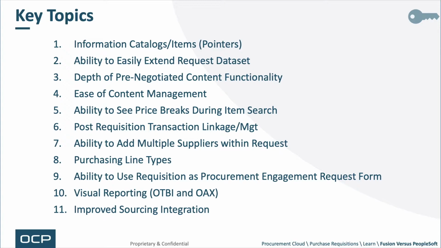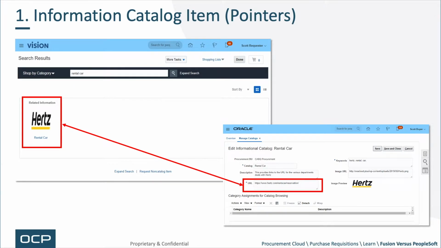So lots on our plate. Let's jump in and quickly run through them. First up, the idea of an informational catalog item or a pointer. This is not something that exists in PeopleSoft and does in Fusion. So essentially, you're allowed to create what looks like a catalog item, but it doesn't get pulled into a requisition per se. It simply points to another website. That website could be internal policy, a quick start guide, or it could be pointing you to an airline portal, a Hertz rental car portal, like you see here in this example. So it's a pointer. That's an informational catalog item.